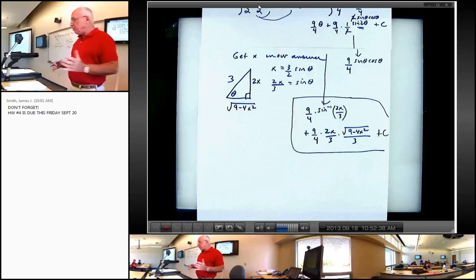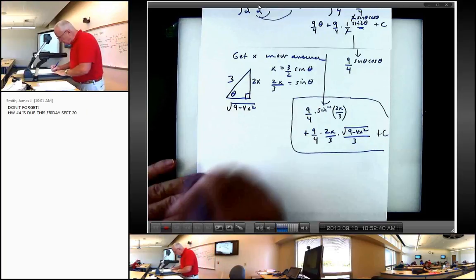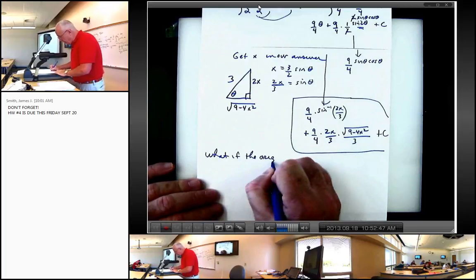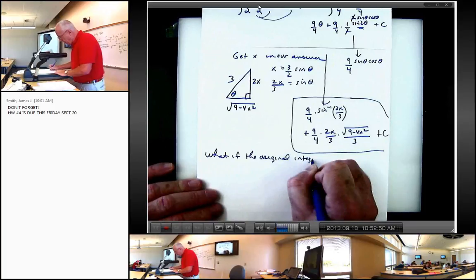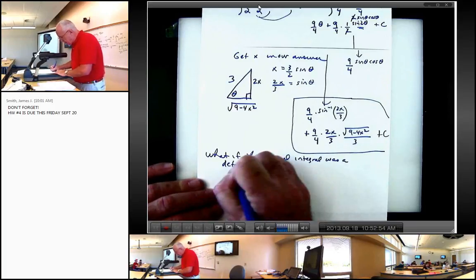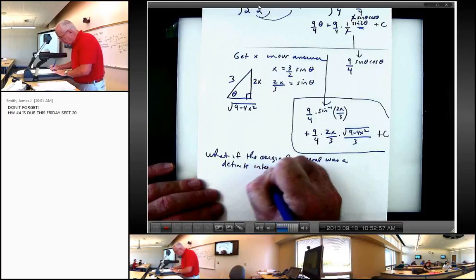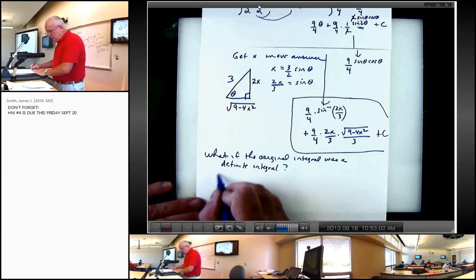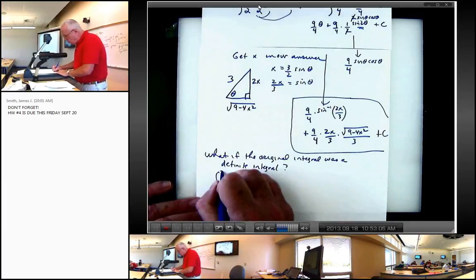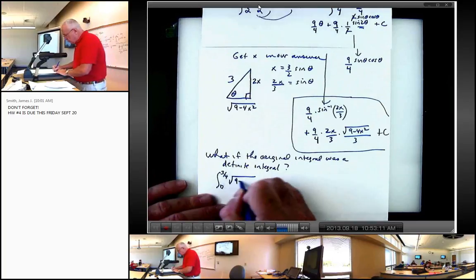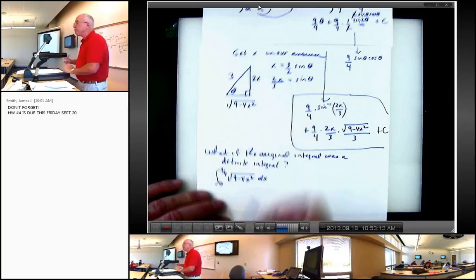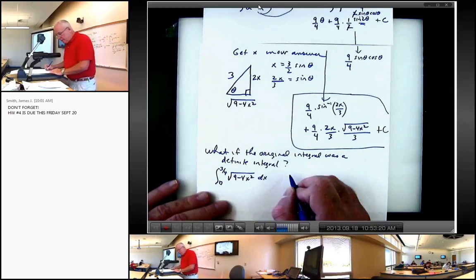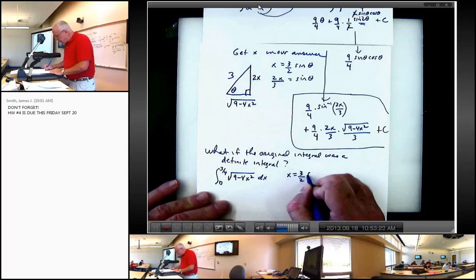Just like with the previous problem, what if our original integral was a definite integral? All right. So let's suppose it was something like this: the integral from 0 to 3/4 of the square root of 9 minus 4x squared dx. Okay. We know the substitution that we had done. We had done that x is equal to 3/2 sine of theta.